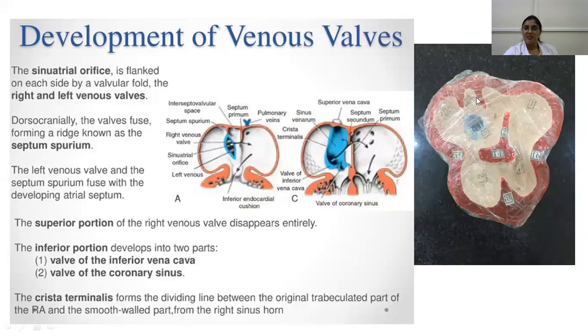You can see something like this projecting here and here. So what is this one? This is the septum intermedium. The dorsal and ventral endocardial cushions come together and form one bar in between, that is the septum intermedium, onto which the septum separating the two atria comes and meets.